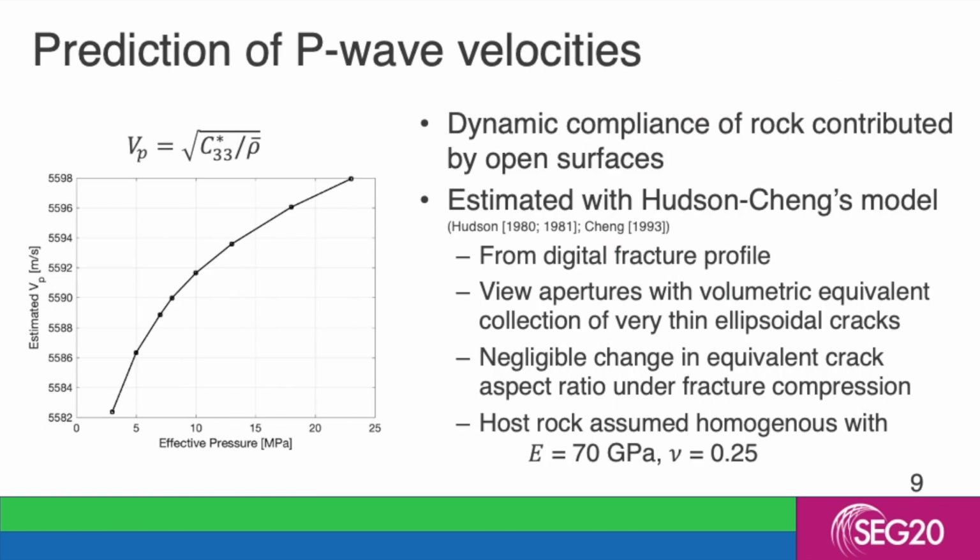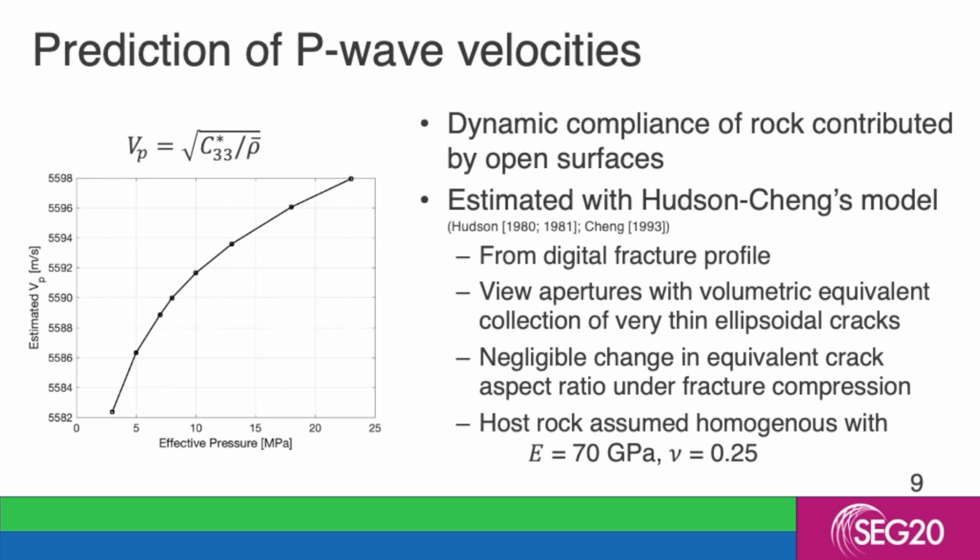The idea of predicting P-wave velocity across the core is that the dynamic compliance of rock is basically contributed by open surfaces of apertures. Based on this philosophy, we can estimate the velocity using a crack model. In this case, we are approximating the behavior with the Hudson model from the digital fracture profile. So we can view fracture apertures as volumetrically equivalent collections of very thin ellipsoidal cracks. Assuming these cracks don't change their aspect ratio under fracture compression and the host rock is homogeneous, we can compute the P-wave velocity with the effective modulus C33, and the result is shown here.